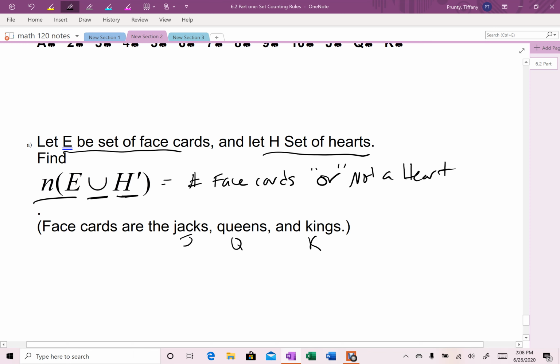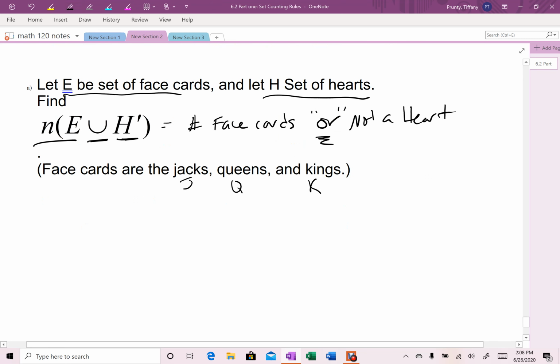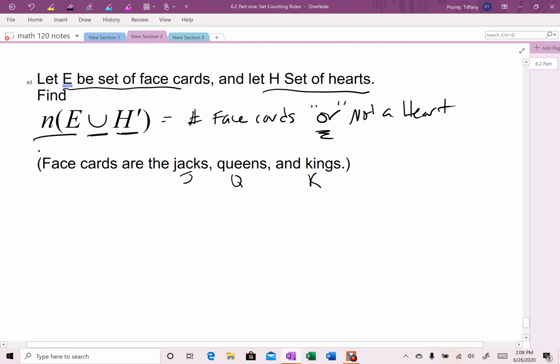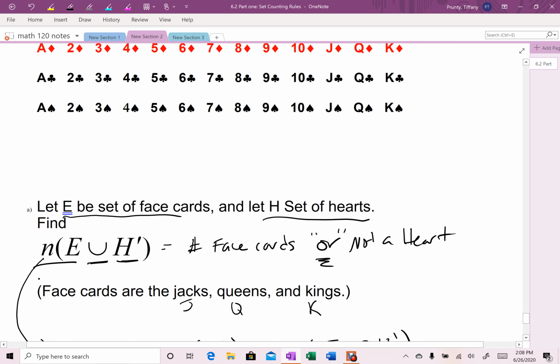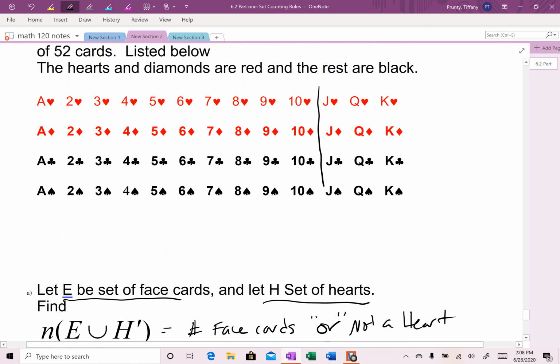All right, and what we have to be careful of with the or statement is nobody gets counted twice. So I'm going to write it out, because I think it's good practice to write out the union rule. So number of E plus the number of H prime minus any that were in both E and not H. All right, so I don't want to count those guys twice. So E is first, the number of face cards. All right, so my face cards are my jacks, queens, kings.